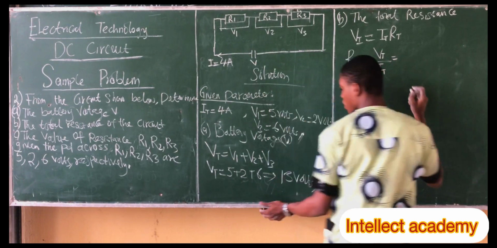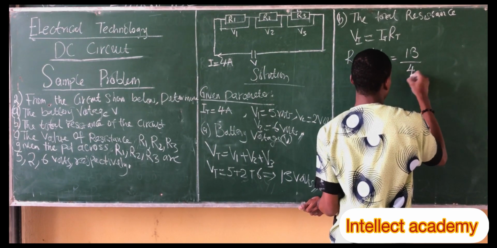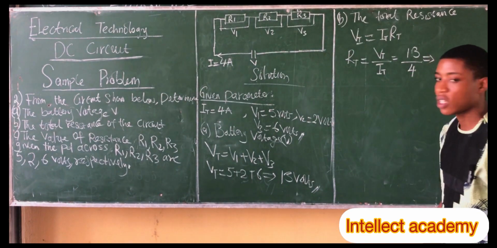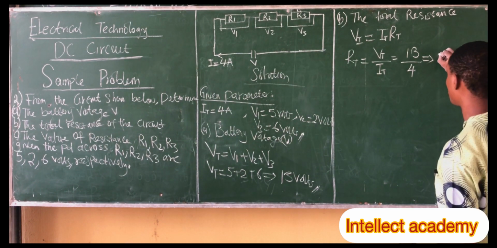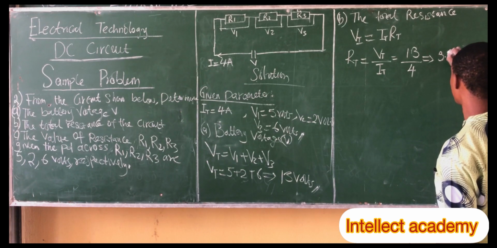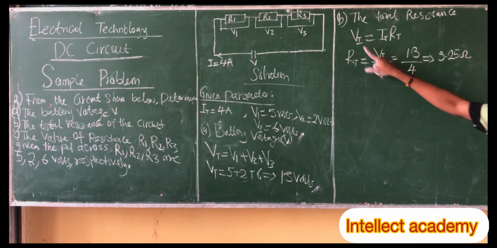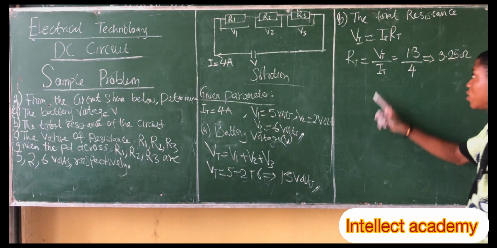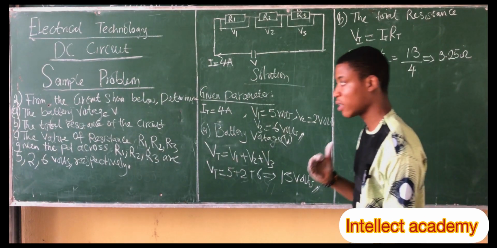So when we do that, we have 13 over 4. So 13 over 4 should give us 3.25, so we have the total resistance of 3.25 ohms. So this is how we calculate the total resistance, knowing that the total voltage is 13 volts, and the total current is 4 ampere. So when we divide that, we have 3.25 ohms. The concept is very, very easy.